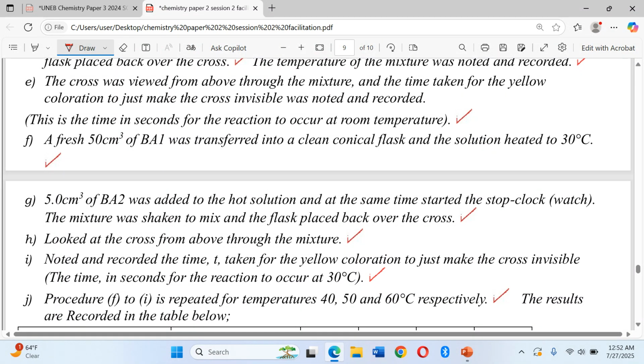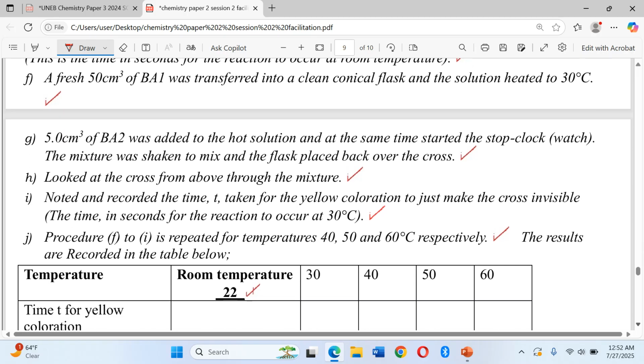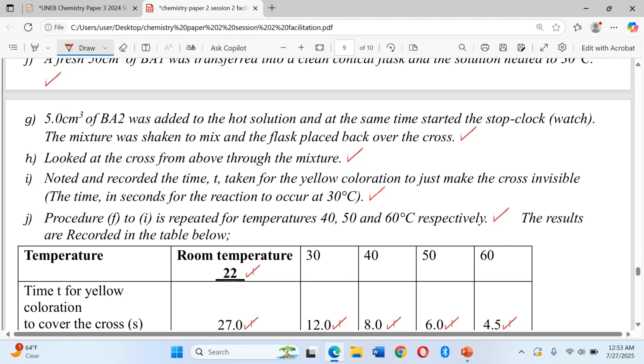And they are saying that the time in seconds for the reaction to occur at 50 degrees Celsius. Then we have procedure F to I repeated for temperatures 40, 50, and 60 respectively. These results are recorded in the table below.